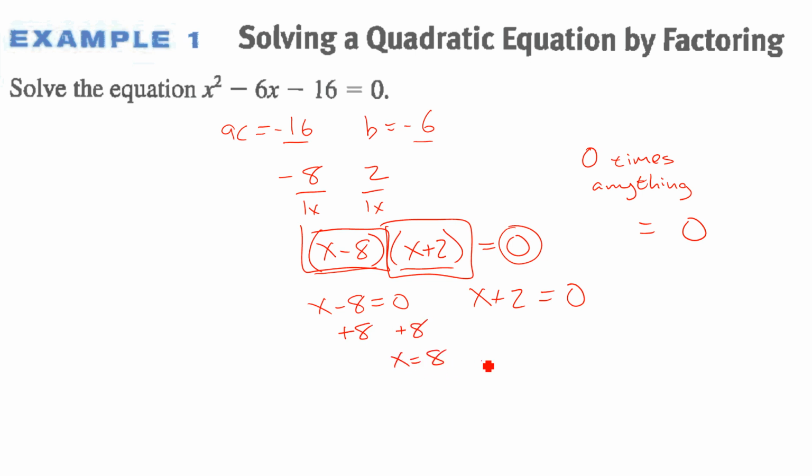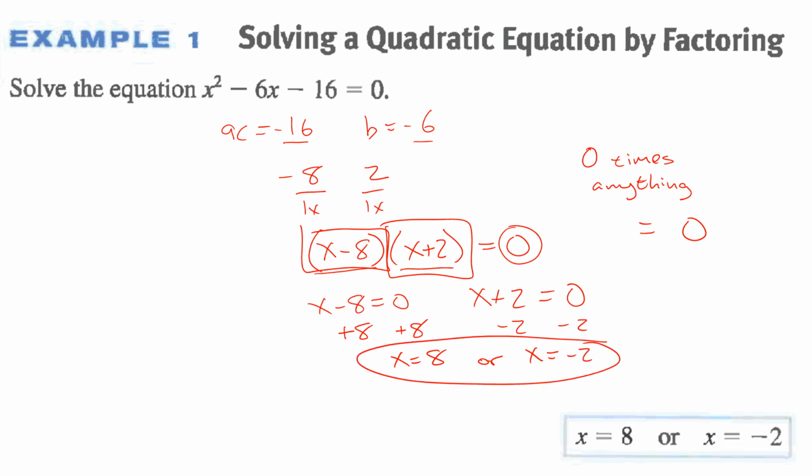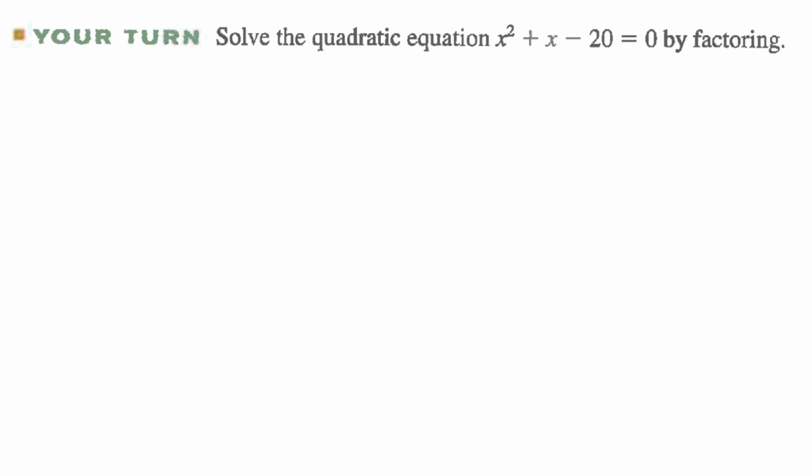x equals 8, or x equals negative 2. Now, just a quick reminder, this is an x squared problem, so there should be 2 solutions, and we've got them both. All right, your shot.